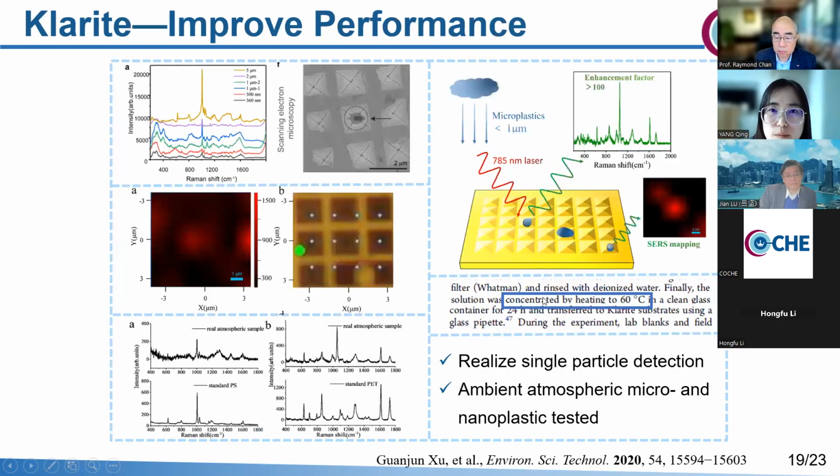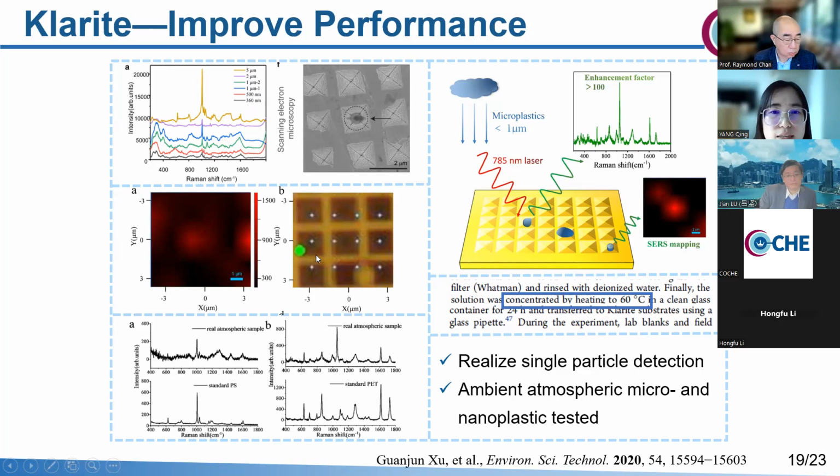To improve the performance of the SERS method, this study used the Klarite as the SERS substrate. This substrate has a dense grid of inverted cavities made of gold. These cavities can focus light to form a three-dimensional hotspot, which can enhance the detection signal. And we can see that a single nanoplastic particle with a size of 360 nanometers can be detected.